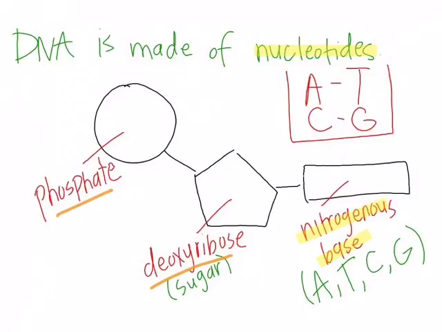DNA is made up of units called nucleotides, and there's 3 parts to a nucleotide: a phosphate molecule, deoxyribose, which is a sugar, and a nitrogenous base. There are 4 different nitrogenous bases. They're A, T, C, and G. Those are the first letter of their names, and I'll tell you about those in just a second. But these are the units that make up the ladder of DNA.